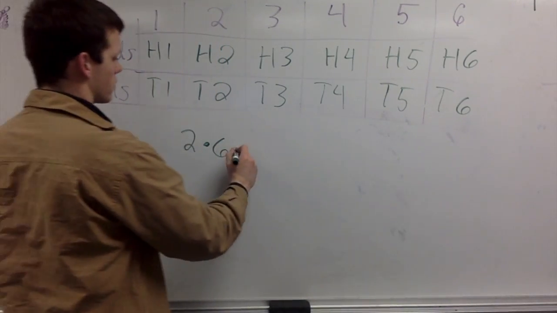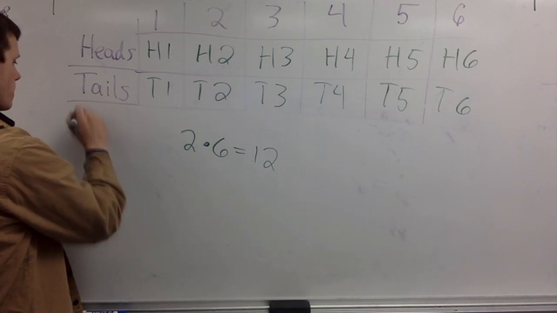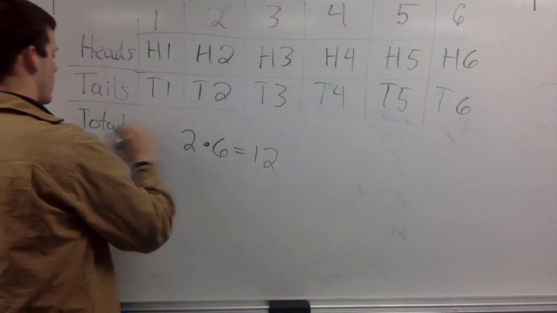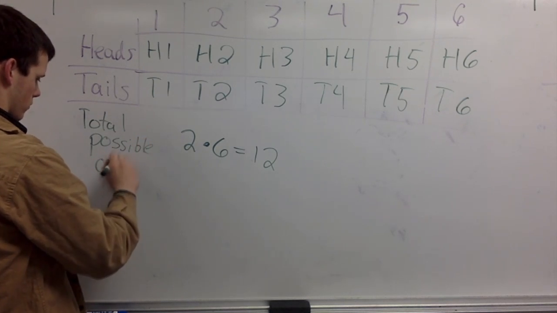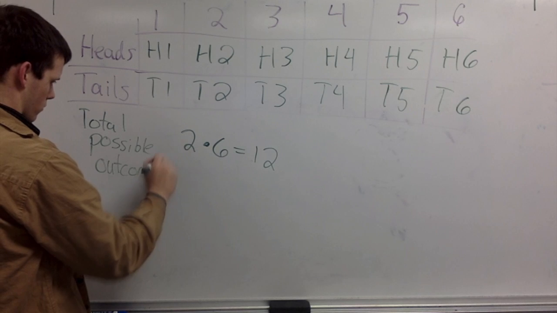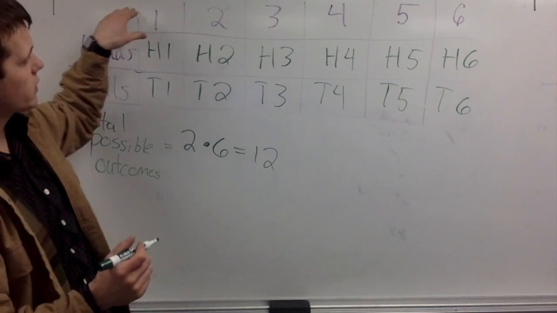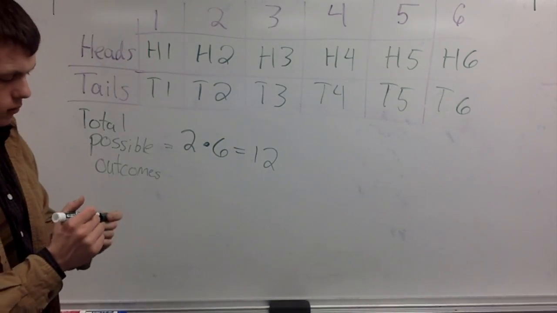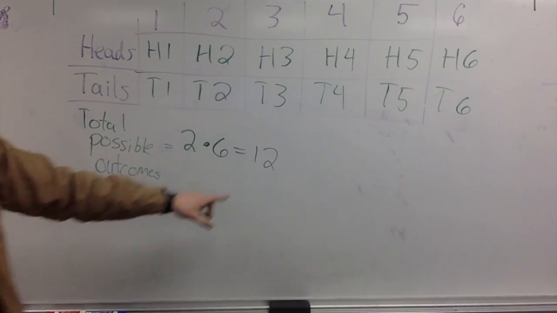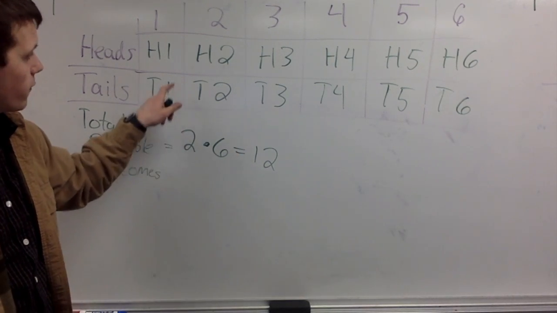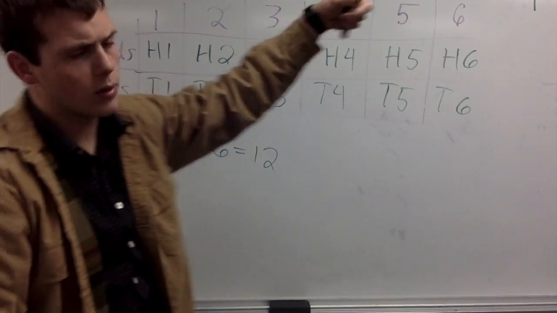So 2 times 6 is the total possible outcomes. So 2 comes from the quarter, the 6 comes from the dice. And if we count, we actually get 12. We get 12 different options. So we take the number on one and the number on the other.